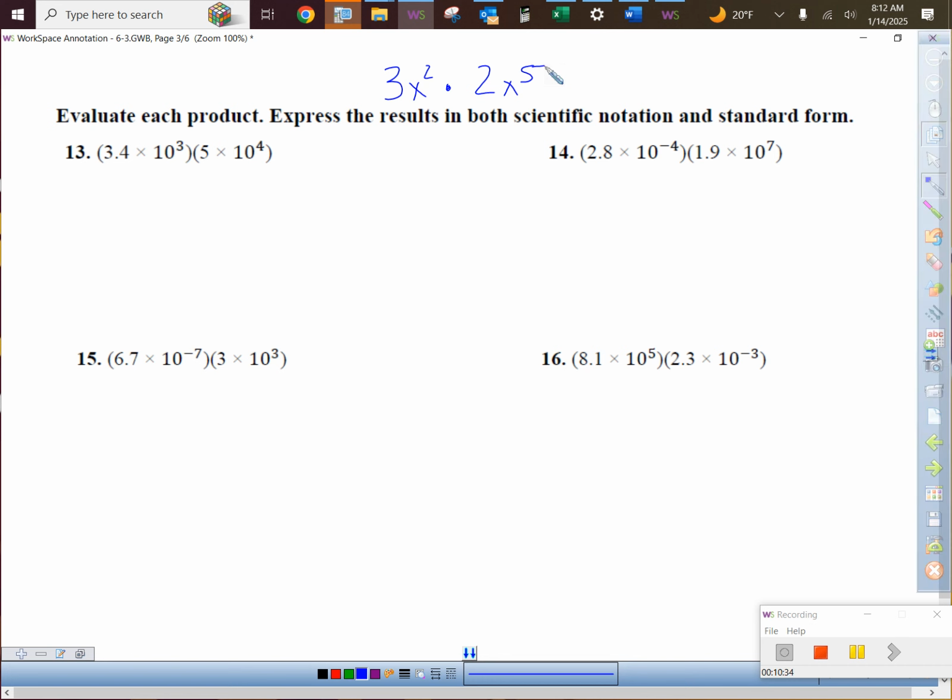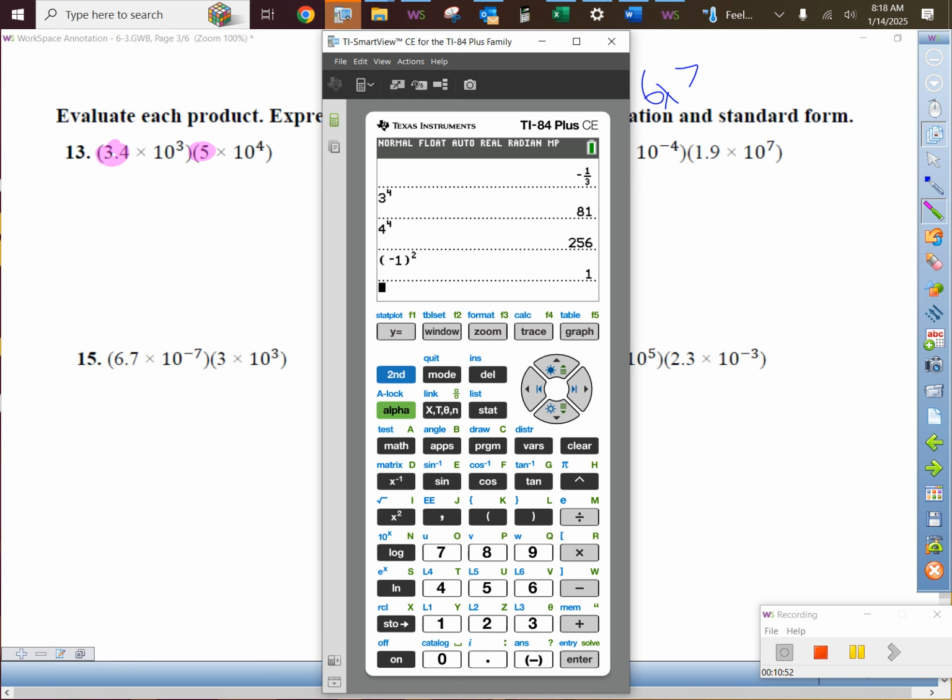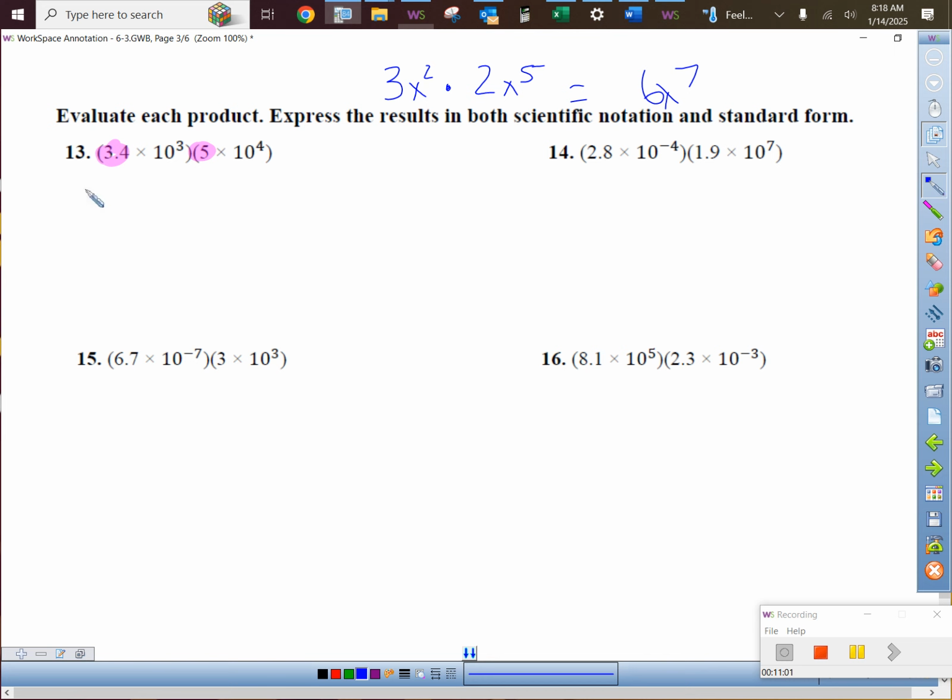Would you do 3 times 2? Yes or no? And get 6. You take the numbers times the numbers, and then x to the 2nd times x to the 5th. What would you do with those exponents? Add them or multiply them? Add them. Isn't that totally 6x to the 7th? You do the same thing here. These are our coefficients. Let's grab our calculator and do some multiplying. I want to take 3.4 times 5. And I got 17, right?